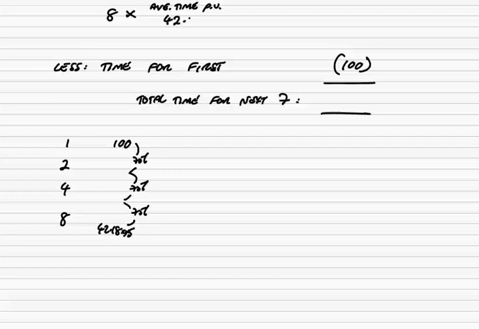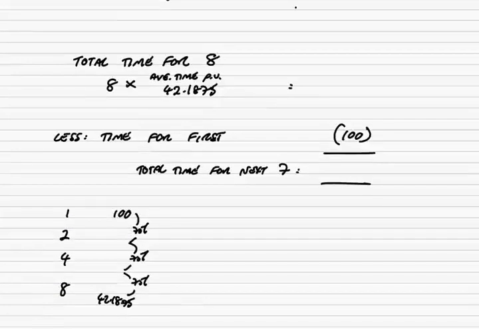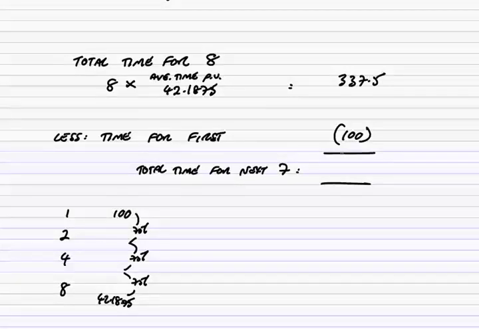And having got the average time, the total time for 8 is 8 times 42.1875, which is 337.5. And therefore the time for the next 7, which is what we're after, is 237.5 hours. Now I know that was very much repeating what I'd already done.